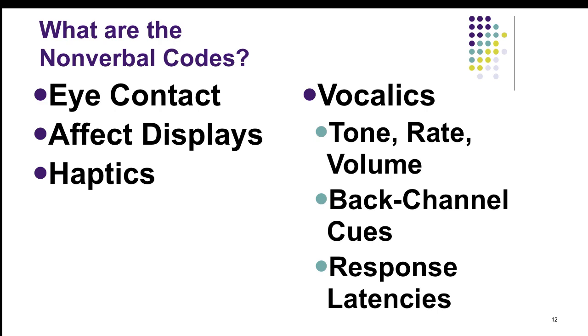Vocalics can include the tone, rate, and volume, back channel cues, and response latencies. A back channel cue is a vocal cue that signals when we want to talk and when we don't. A response latency is the amount of time it takes for someone to formulate a response to a statement or question in conversation.